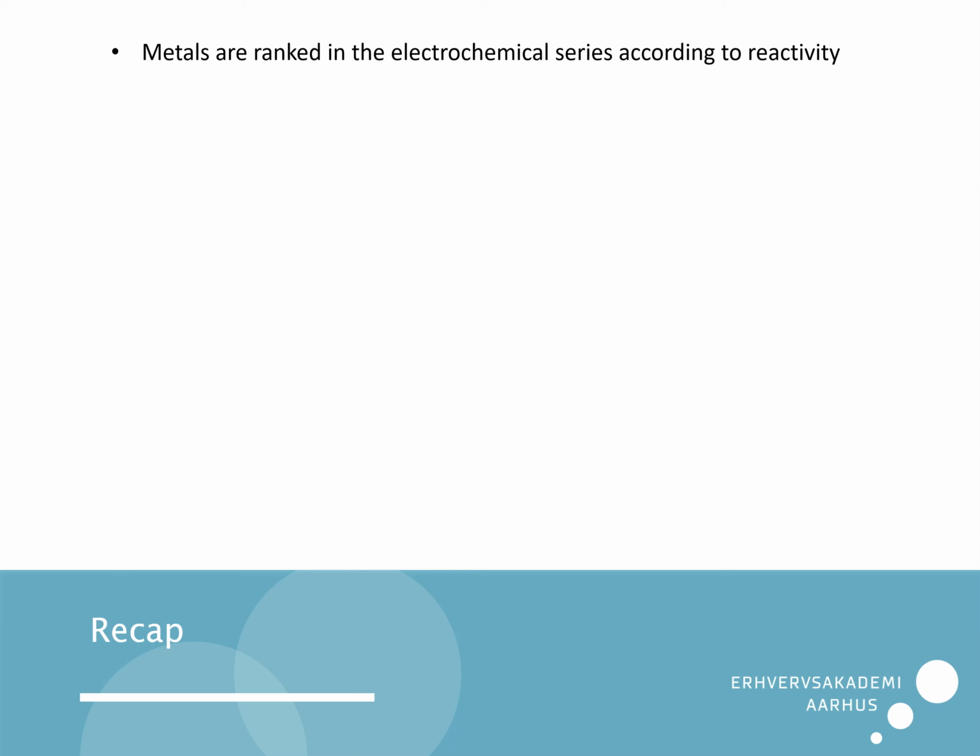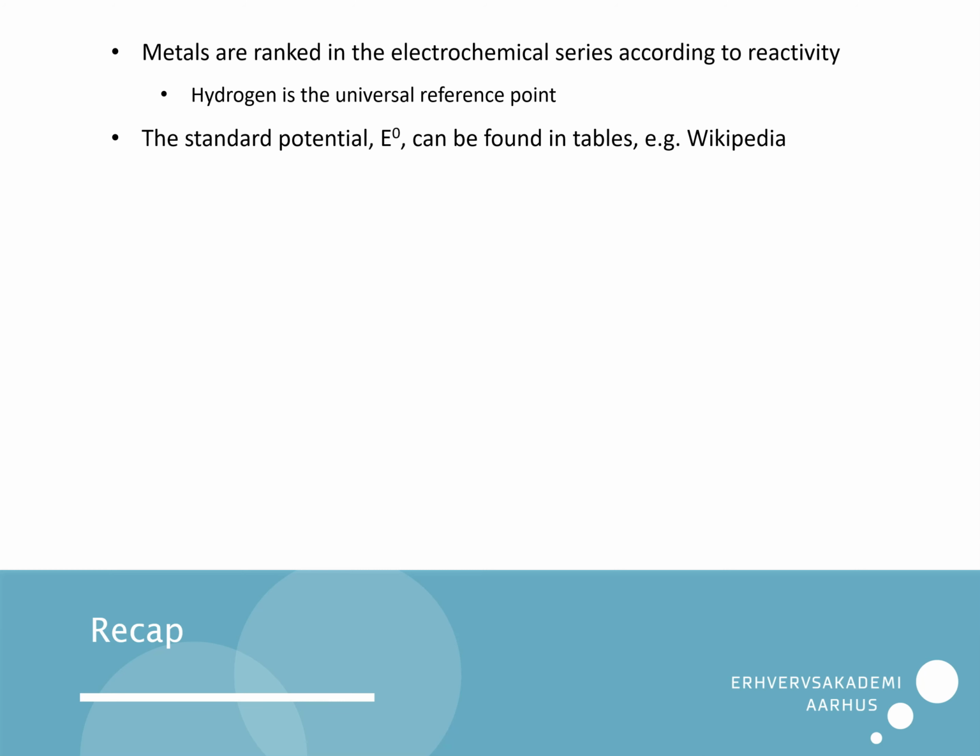Metals are ranked in the electrochemical series according to their reactivity. Hydrogen is the universal reference point against which all other metals are measured. The standard potential, E0, can be found in tables, for example on Wikipedia or in a textbook, and it's defined as the potential under standard conditions, which are 25 degrees Celsius, 1 atmosphere's pressure, and 1 molar of each of the solids in the half cells.